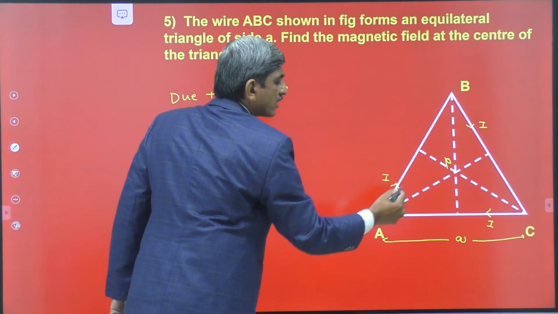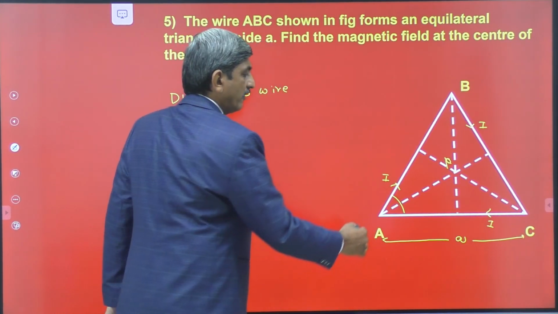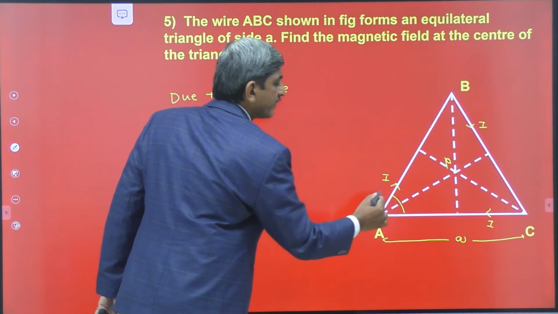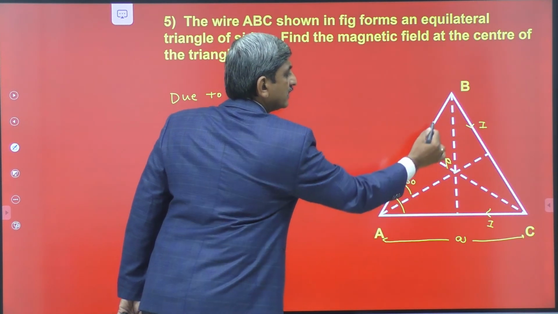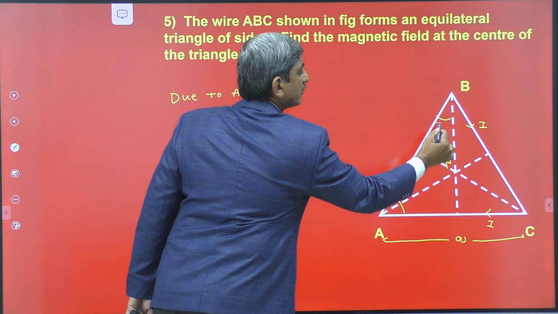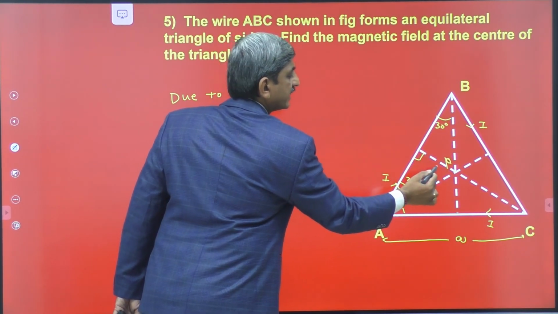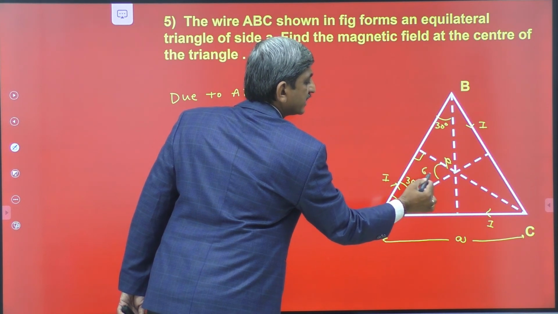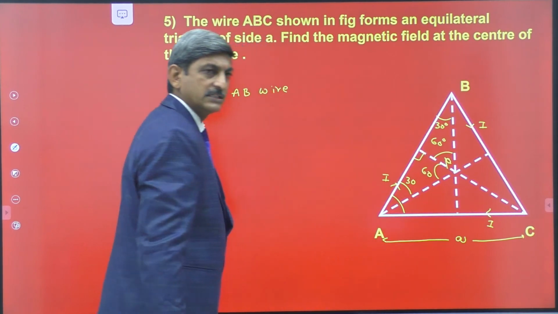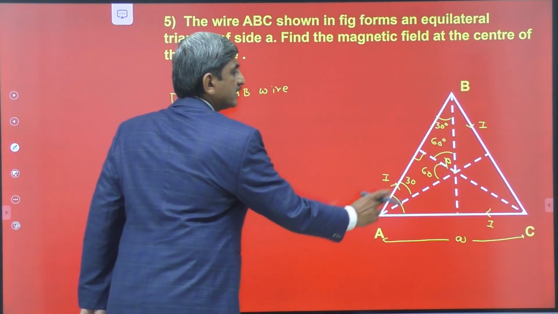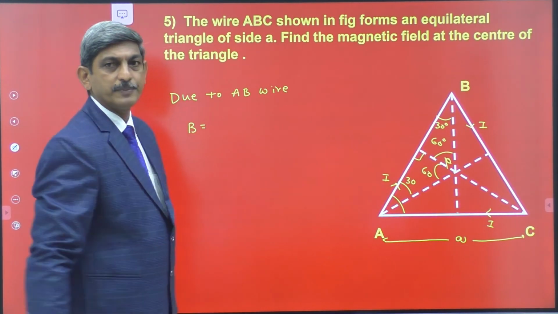Because this is an equilateral triangle, the angle at this corner is equal to 60 degrees. Whereas this median is the angular bisector, that's why this angle is equal to 30 degrees. Similarly, this angle is also equal to 30 degrees. If this is 30, this is 90, then this angle is equal to 60 degrees and this angle is also equal to 60 degrees. That's why the points A and B are elevated at angles 60 degrees at point P.